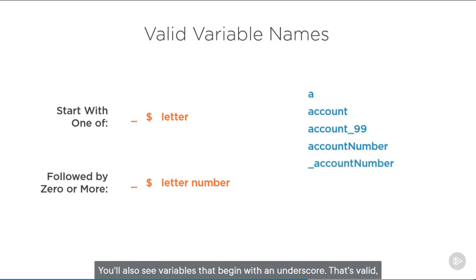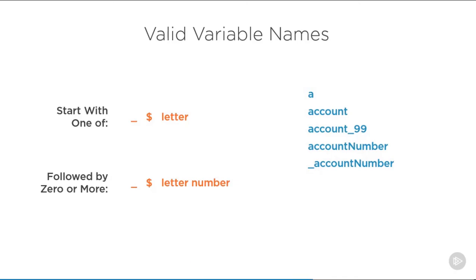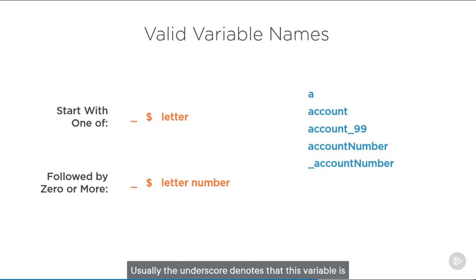You'll also see variables that begin with an underscore. That's valid. So _accountNumber. Usually the underscore denotes that this variable is going to be private in some way. And you'll learn more about that in a more advanced course on JavaScript objects. But it is a valid variable name to start it with an underscore.